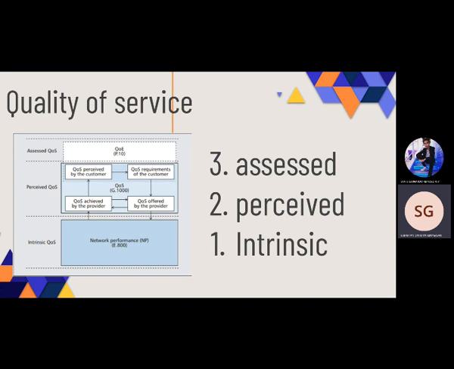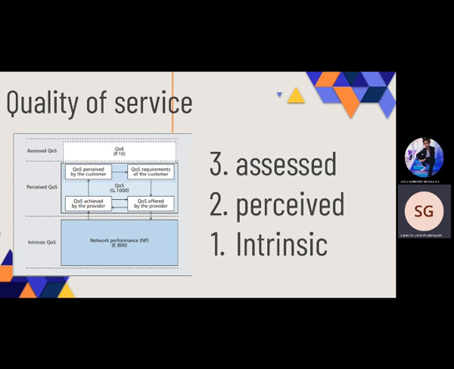The first one is the requirements of the customer. This talks about what the customer needs and what they want. Then we talk about the QoS offered by the provider. This is the services they provide, like, I don't know, the network velocity and that. The second one is the QoS achieved by the provider. This is whether the company provides what they offered.